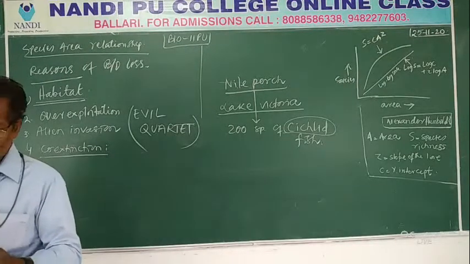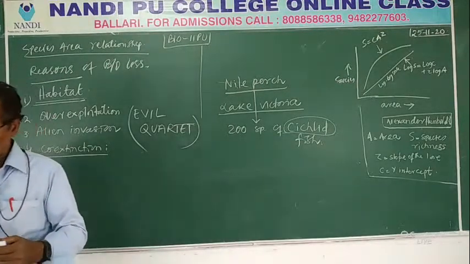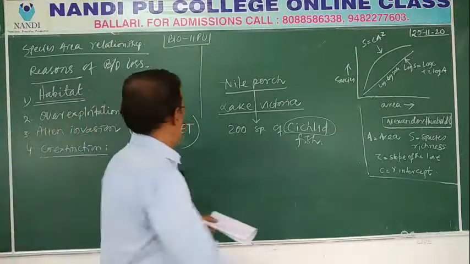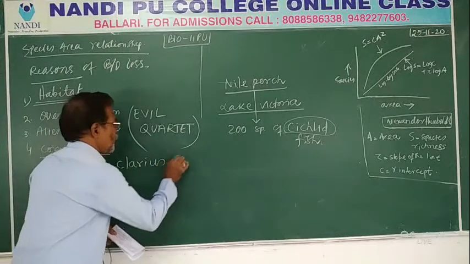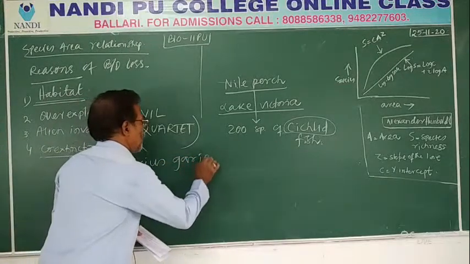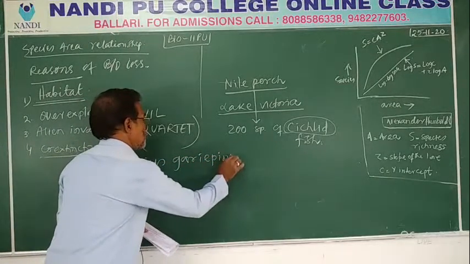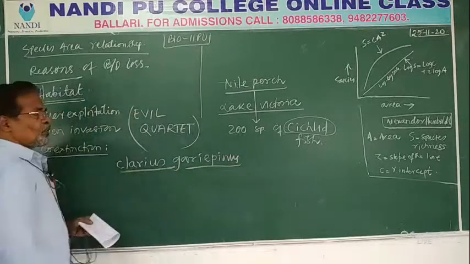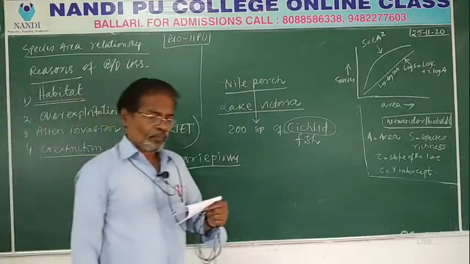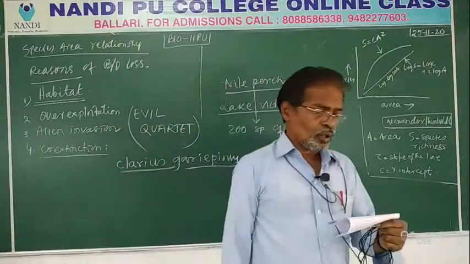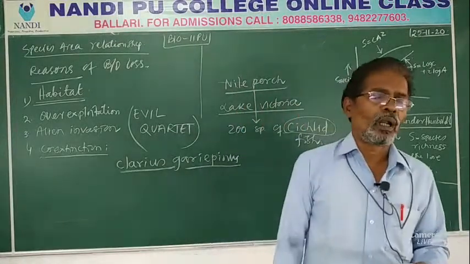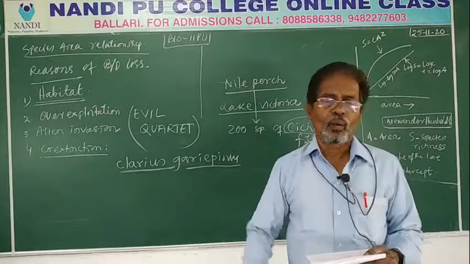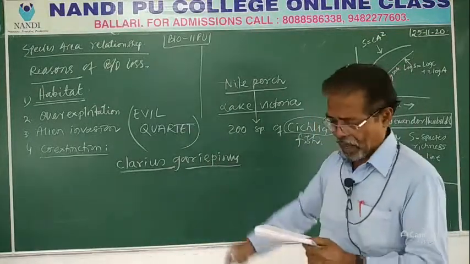Is that clear? And recently, Clarias gariepinus, I'll write the name here for you. This is a fish, it was introduced into Africa. Is that clear? And this also caused destruction, greater destruction of local species. Names are not given, only remember Clarias gariepinus.